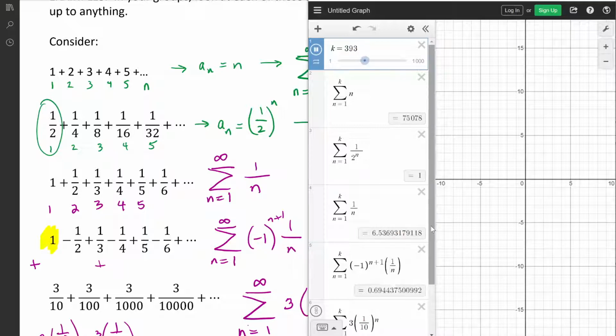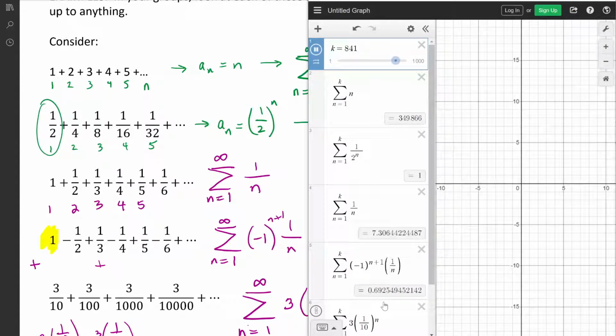Look at this 1/n. It just keeps going. It's slowly, but it's just going and going and going. Check it out. Number 2, we're going to run out of memory. But look, slot number 5 here, it continues to just bounce around. Look, it appears to be converging. So there you go. That's that.